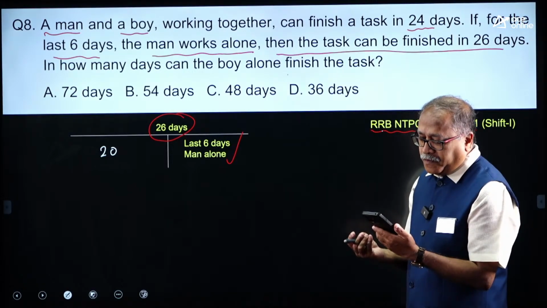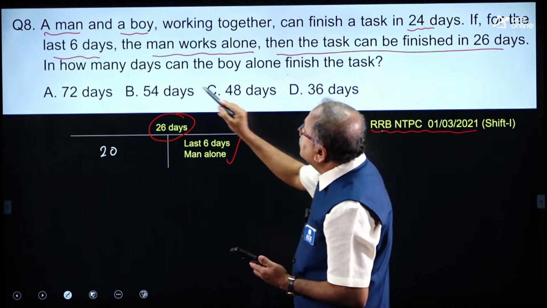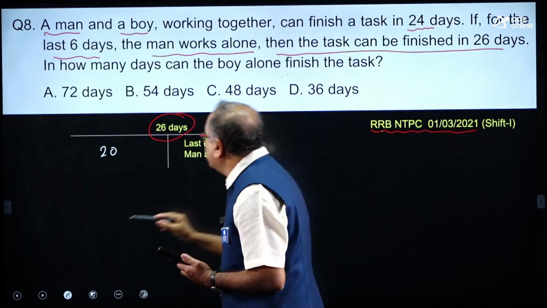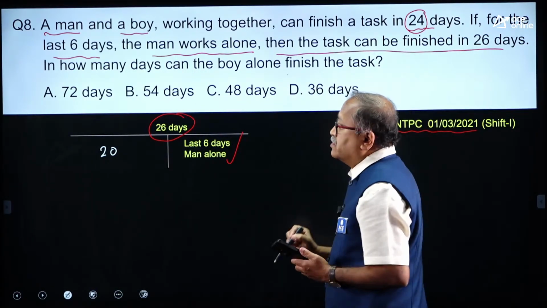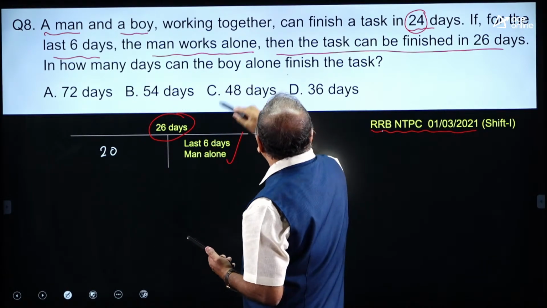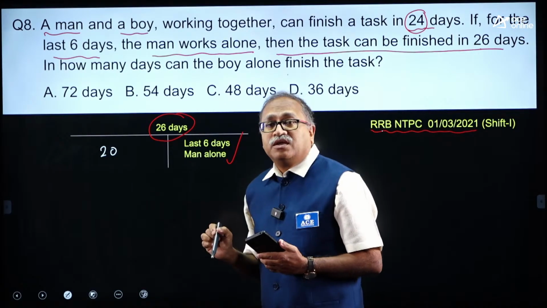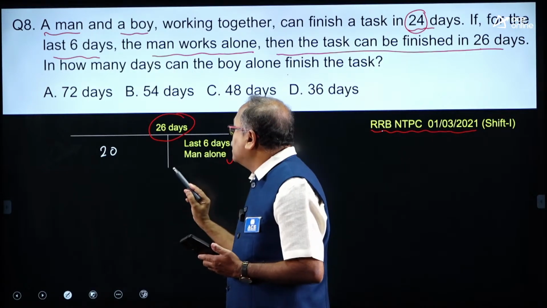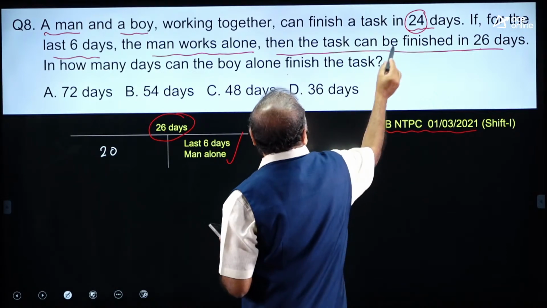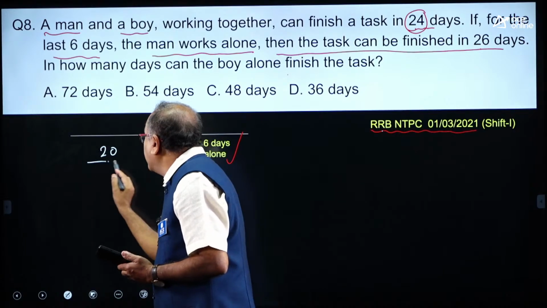Okay. Now I will start answering the question. We know that the man and boy together can complete the work in 24 days. We also know that in the last 6 days only the man has worked, and the total number of days to complete the work is 26. So from 26, I take away the 6, that leaves 20 days of working together, and together they can complete the whole work in 24 days. So, what part of the work is completed in 20 days?